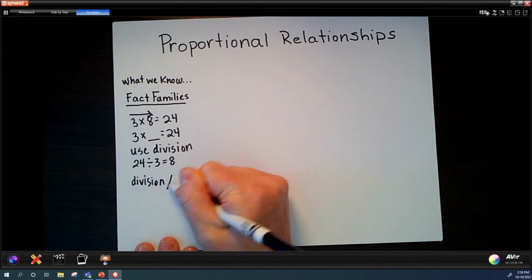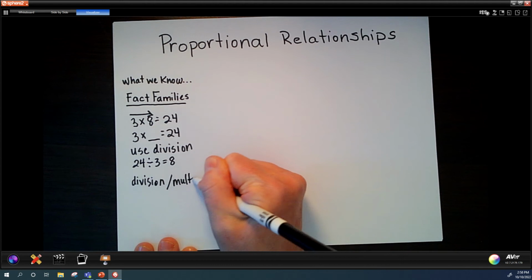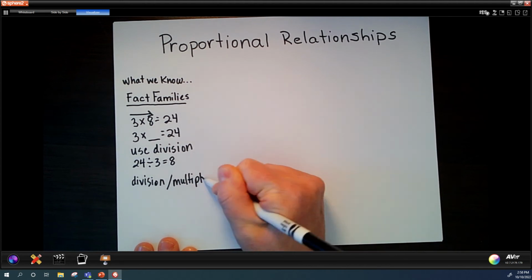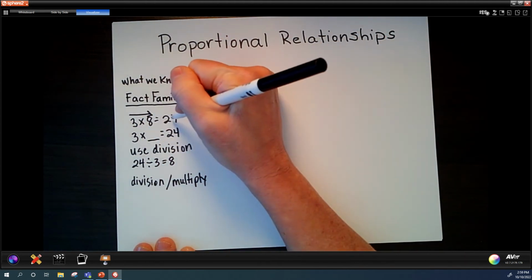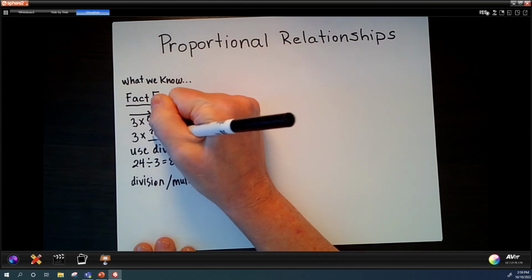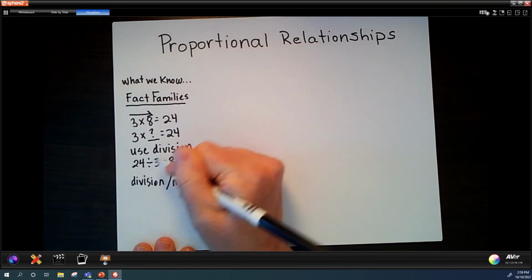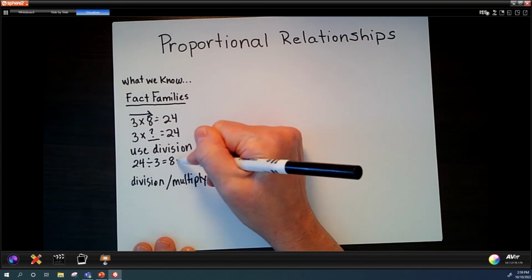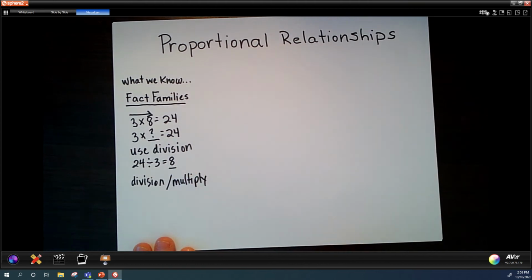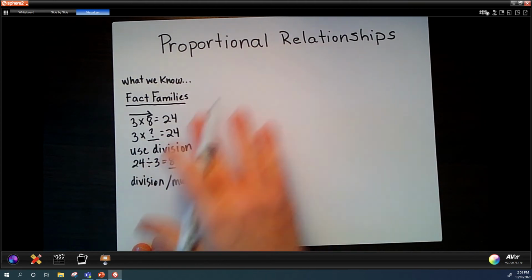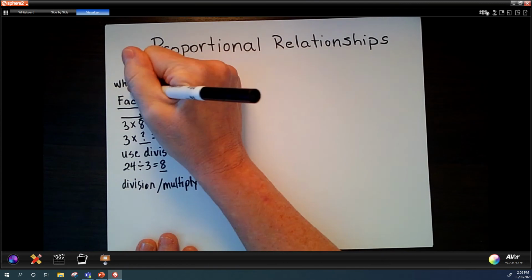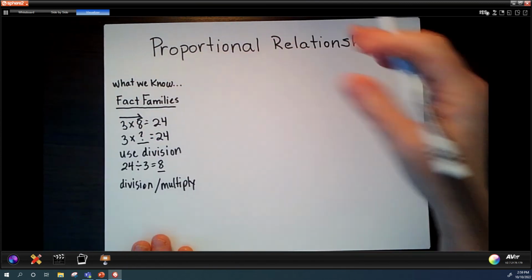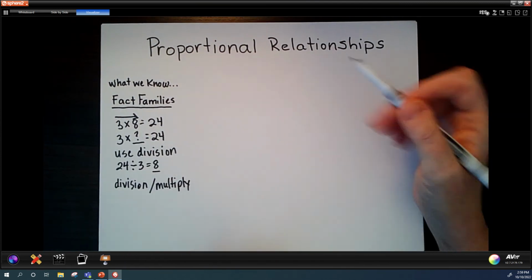So division and multiplication are like partners. They have a relationship. If we know 3 times 8 equals 24, then for 3 times what equals 24, we use division: 24 divided by 3 gives us the missing number. So fact families are very similar to proportional relationships. This is something you already know, and we're going to apply it to a relationship with proportions.